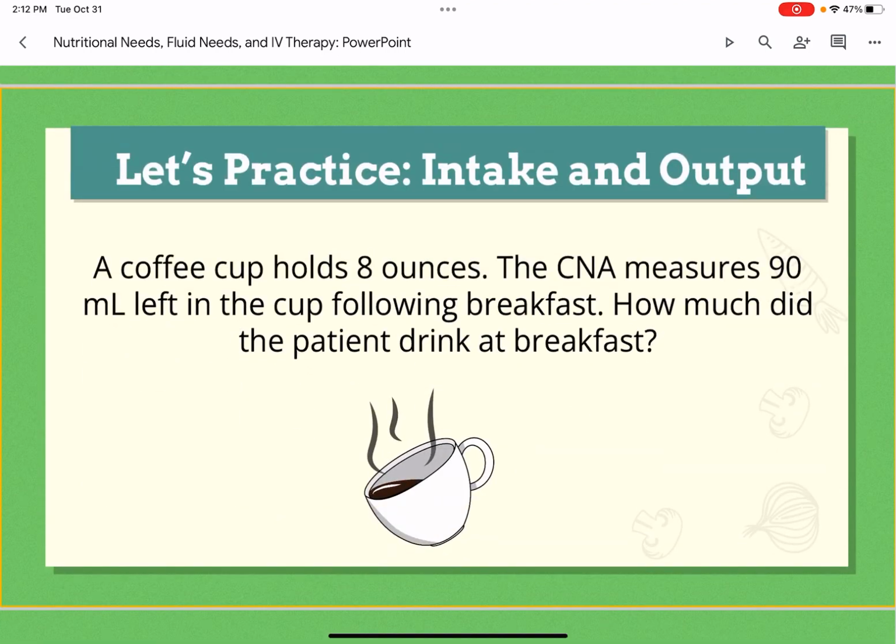So let's practice intake and output. A coffee cup holds 8 ounces. The CNA measures 90 milliliters left in the cup following breakfast. How much did the patient drink at breakfast? Well, first you have to know that there are 30 milliliters in each ounce. 8 ounces times 30 mLs gives us 240 milliliters. So 240 milliliters would be a full serving of coffee, minus 90 milliliters, which is what was left in the cup, equals 150 milliliters intake, and that's what would be recorded.